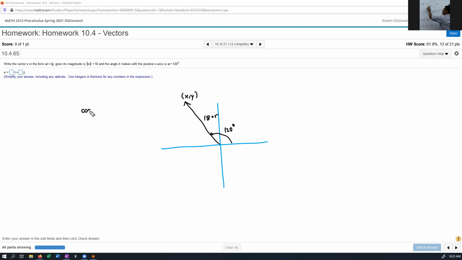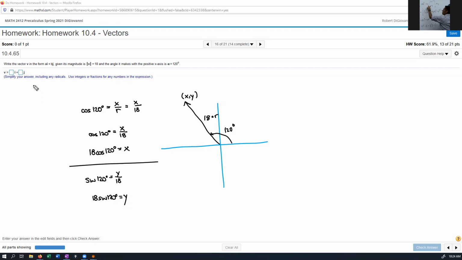We could say, okay, cosine of 120 by definition is the X over the R, which for us is the X over the 18. And so cosine of 120 should be X over 18. Multiply both sides by 18, and that's what X is. Similarly, sine of 120 is the Y coordinate over R, which is 18. So we multiply both sides by 18, and we get what Y is.